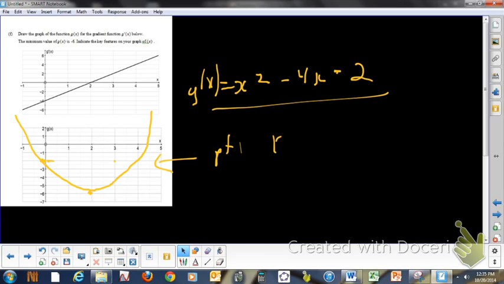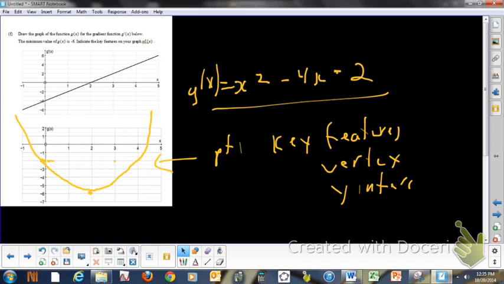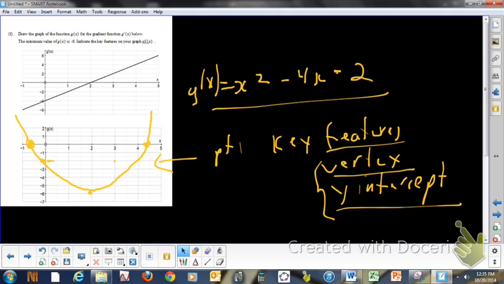And key features, remember, key features basically include things like your vertex and your y-intercept. And you could also find your x-intercepts. Your x-intercepts don't end up being integer values, but you could find those if you wanted to and had the time. But for this particular question, 2 features, and with some other points, would probably get you an exact graph and get you this question.